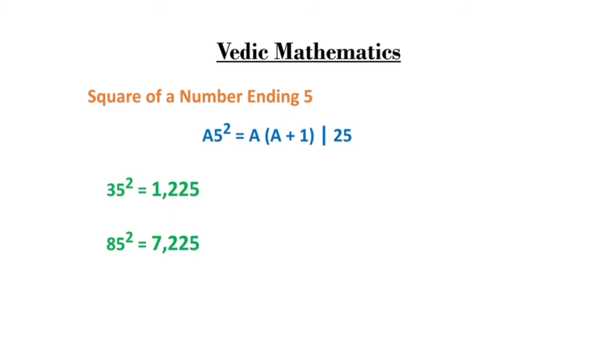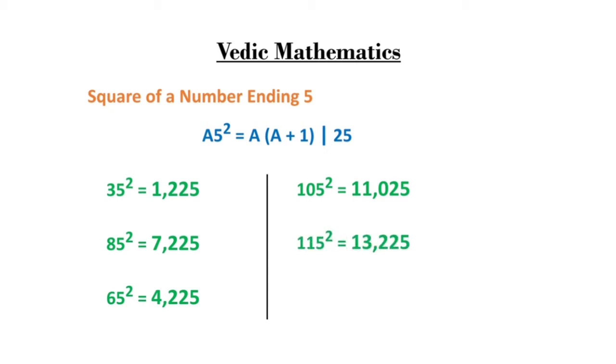Square of 85 will be 8 into 9 and 25 after that. So it is 7225. Likewise, square of 65 will be 4225. Similarly, square of 105 is 11,025. Square of 115 is 13,225. And 42,025 will be the square of 205. Thank God, so simple it is.